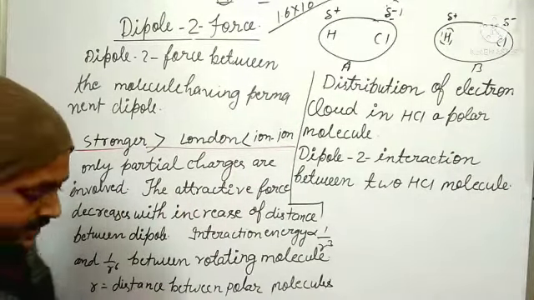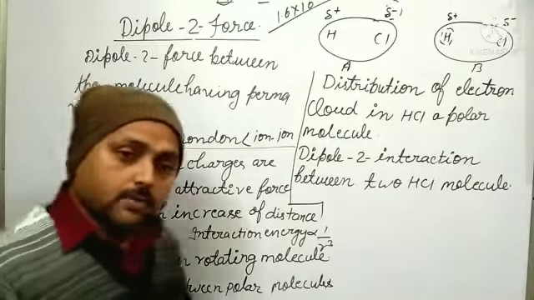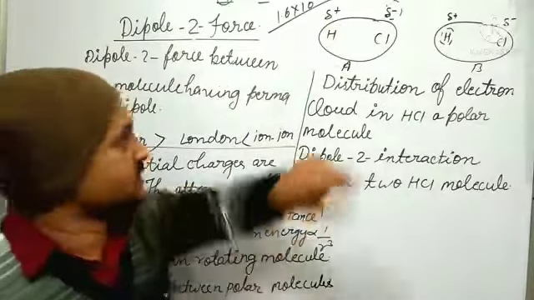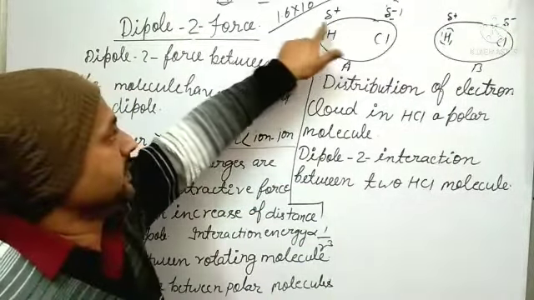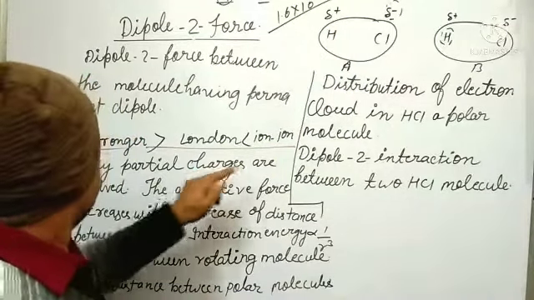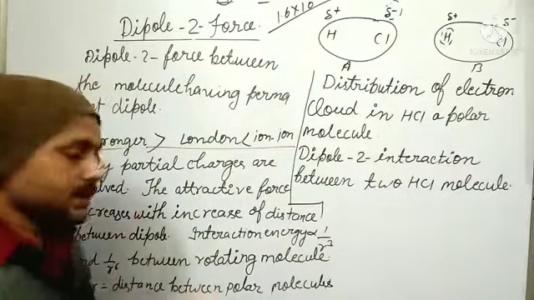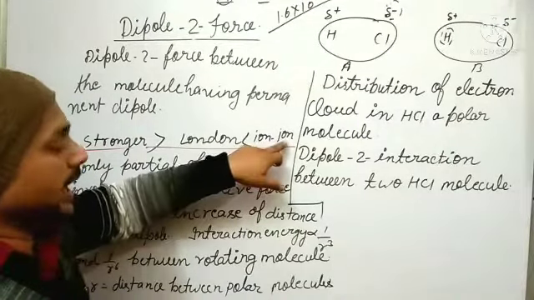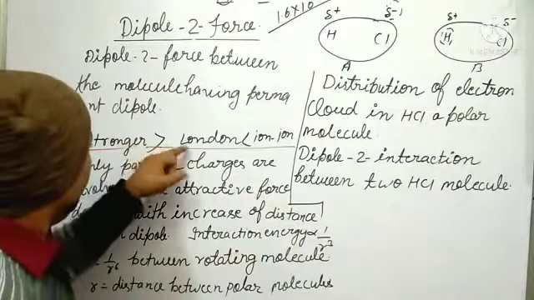Means in this interaction only partial charges are involved, not a full charge, not a unit charge. The unit charge value is that, and this value is lesser than that. So in this case only partial charges are involved. Because of that, this force is weaker than the ion interaction, but stronger than the London force.